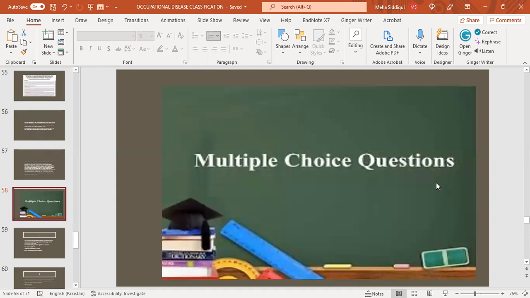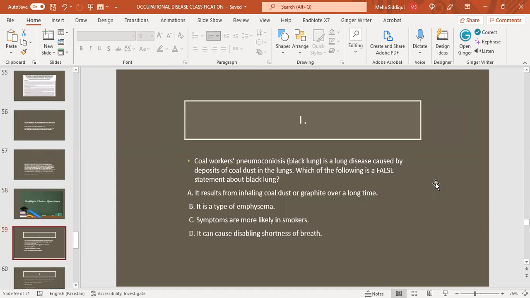Now moving on to multiple choice questions. MCQ number 1. Coal worker pneumoconiosis is a lung disease caused by deposits of coal dust in the lungs. Which of the following is a false statement about black lung? A. It results from inhaling coal dust or graphite over a long time. B. It is a type of emphysema. C. Symptoms are more likely in smokers. D. It can cause disabling shortness of breath.